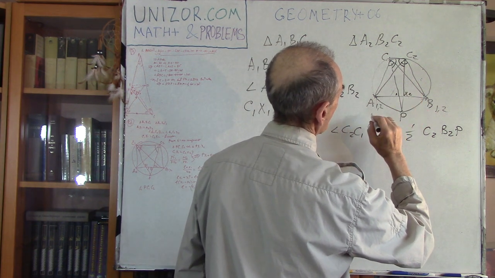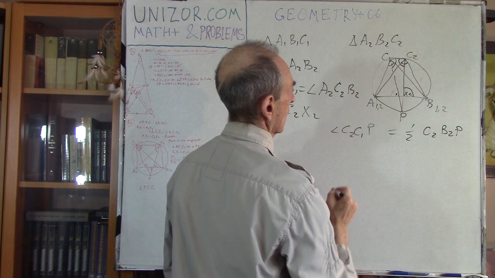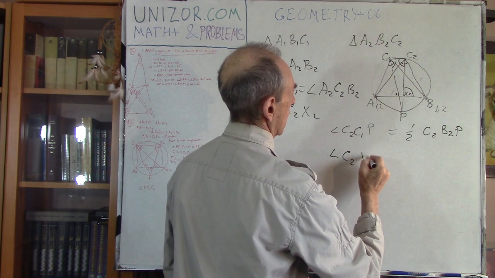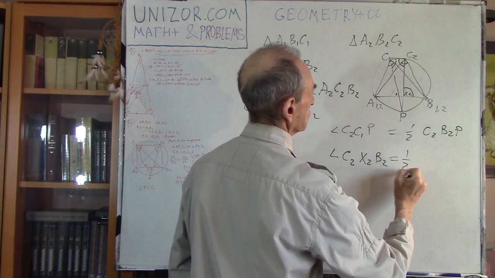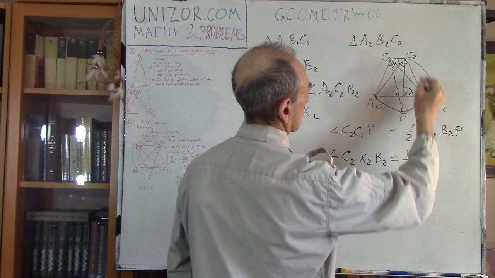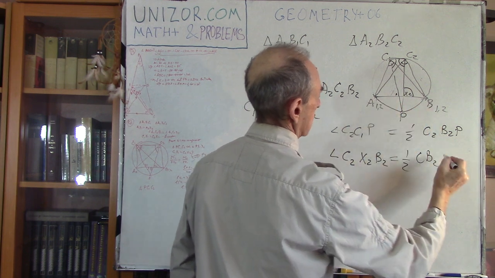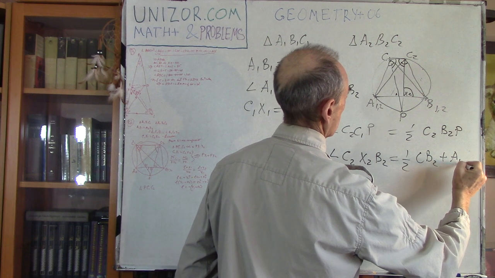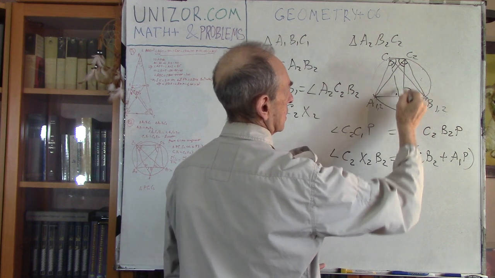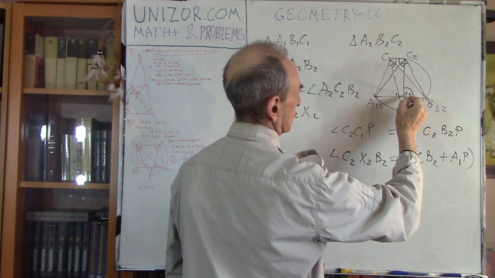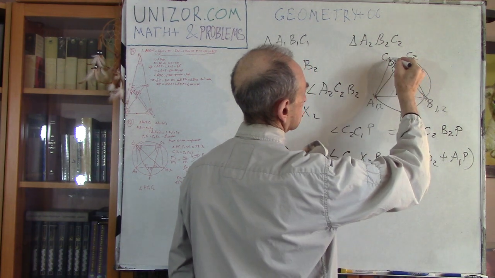Now, how about this angle? And how about this angle? First, let's consider this one. This is C2X2B2. It's equal to half of this one, half of CB2, plus half of A1P. Remember, I was just telling you, half of the arcs which support this angle.